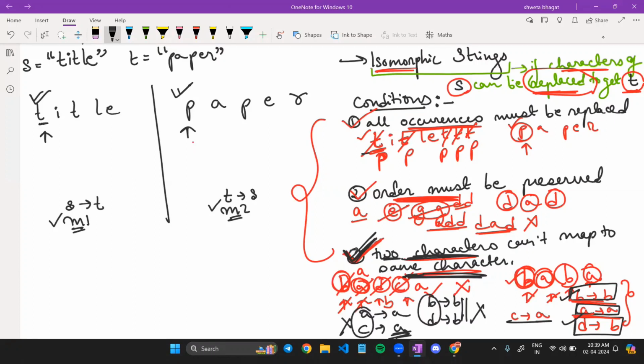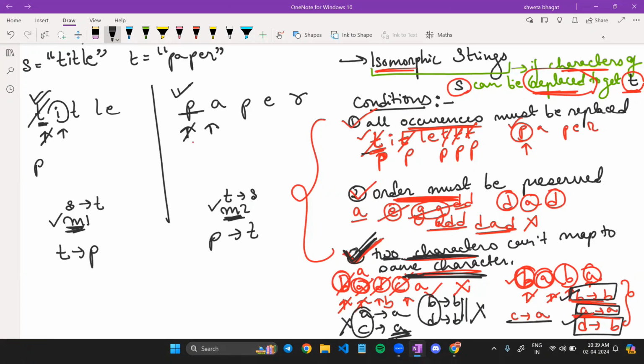So we have a T over here. We'll check, is this T present in our hash map? We don't have T in our M1, correct? So we will store this T and corresponding to it, we will store this P. That is, we have replaced this T with a P. Okay. Now we'll check, is this P present in our M2? P is not present in our M2. So we will store P and corresponding to P, we will store a T. So it means that T got mapped to P. Correct? Now we'll move forward.